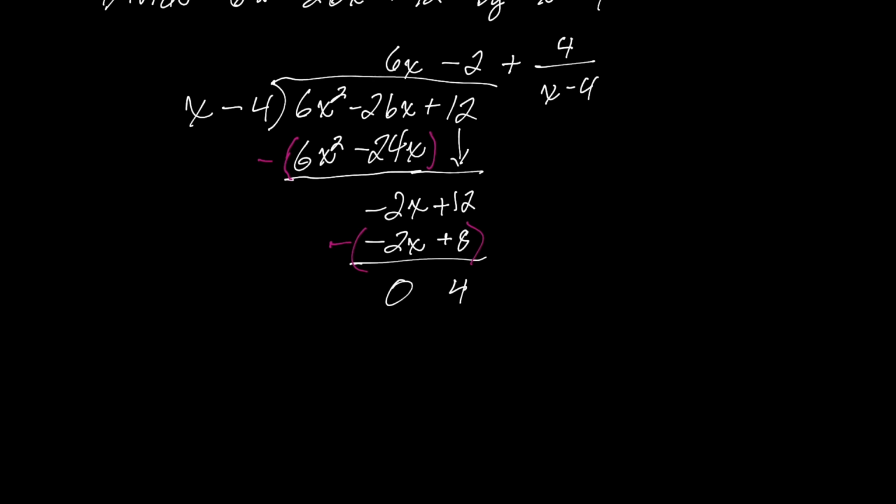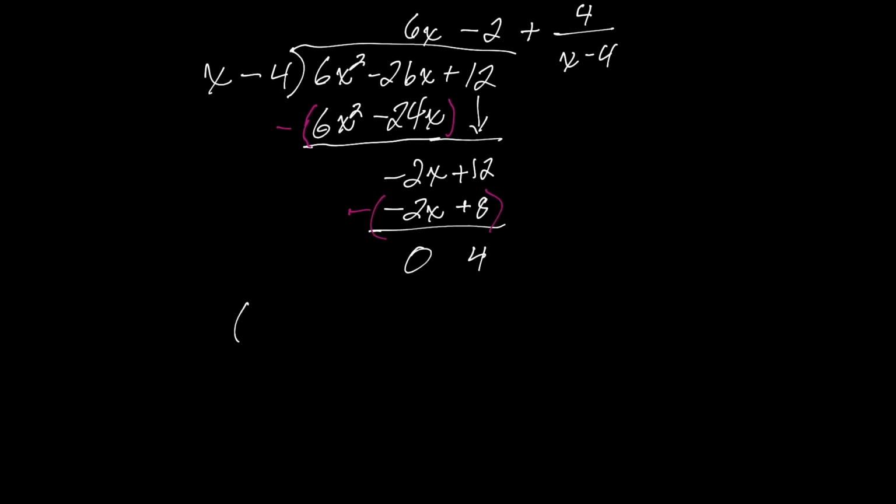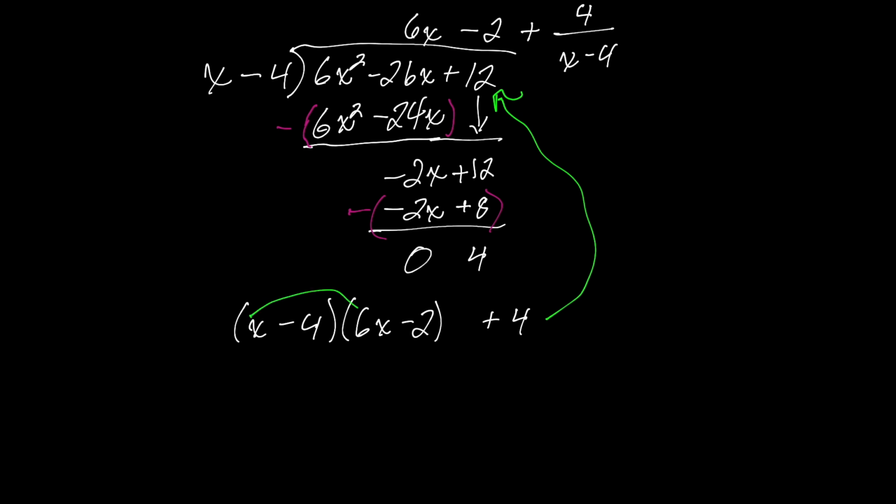So what that's telling us, remember, in the context of this problem, is if I take my divisor, x minus 4, multiply it by this part of the quotient, and then add 4, this should be equal to what I started with right here. So let's do that. Let's FOIL this out. X times 6x is 6x squared. My outers are negative 2x. My inners are negative 24x. And last times last, negative 4 times negative 2 is positive 8. And then remember, I have this plus 4 as a remainder.